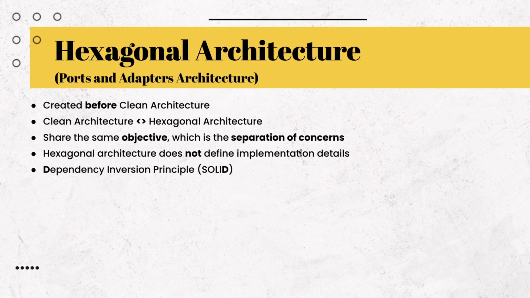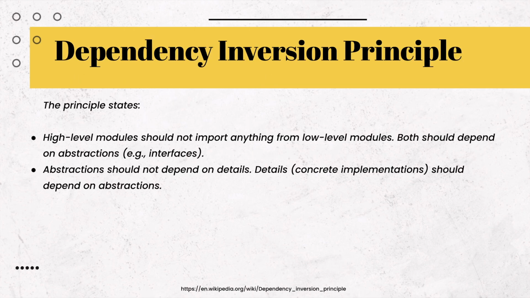And one of the ways we can do that is by using the dependency inversion principle, the last principle from SOLID. And this is kind of a spoiler about clean architecture, but the dependency inversion principle says that high-level modules should not import anything from low-level modules. Both should depend on abstractions, for example interfaces, and abstractions should not depend on details. Details or concrete implementations should depend on abstractions. This is kind of generic, isn't it? But what exactly does that mean?